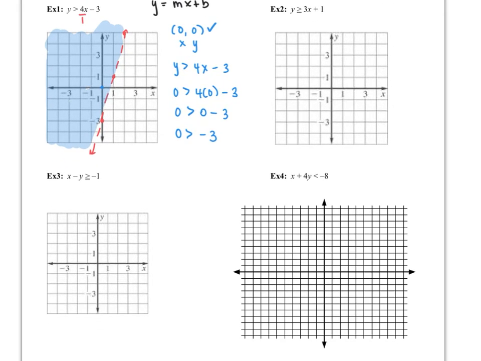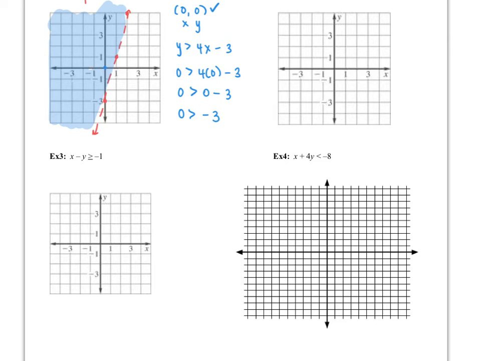Let's jump to example 3. On example 3, since this one is in standard form with x and y on the same side, I'm going to graph this as if it were the equation x minus y equals -1, which means I'm going to use x and y intercepts. Remember, to find an x-intercept, I change y to 0. If I were to change this to 0, my equation would say x equals -1. And if I were to change x to 0 to find my y-intercept, this would say -y equals -1, which means y would equal +1.